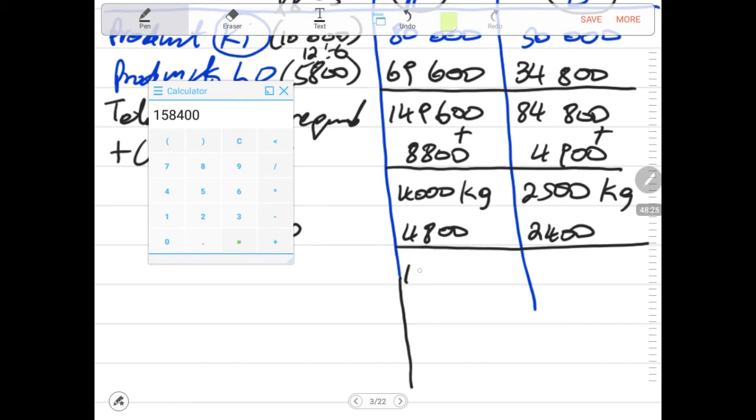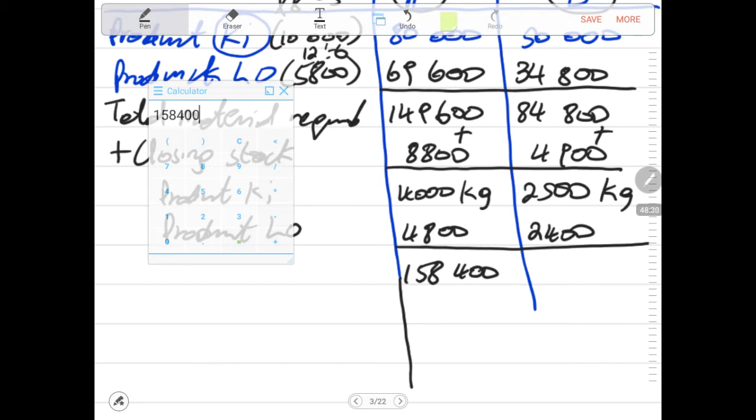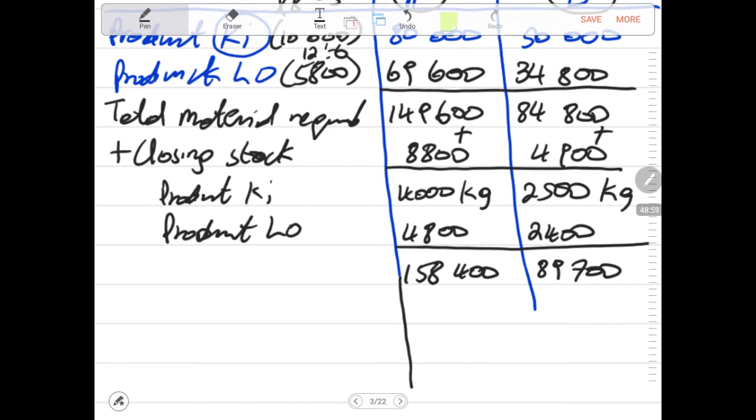This gives us 158,400. Then we have 84,800 plus 4,900. This gives us 89,700. Then this becomes the total purchase material.